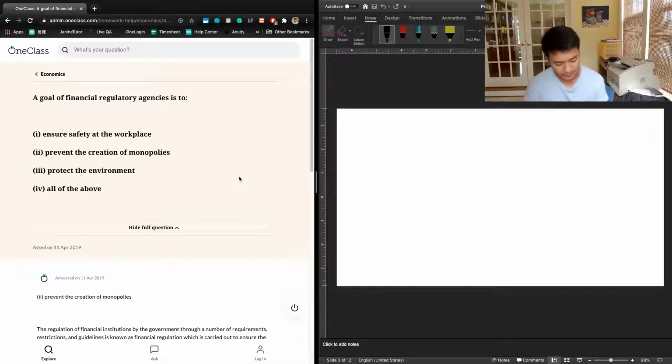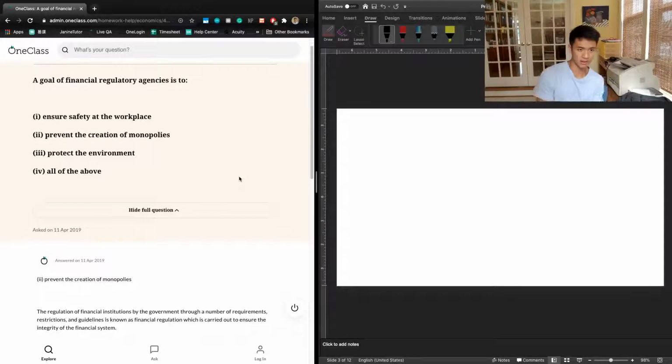And so, there are definitely regulatory agencies that are designed to ensure all of these things, right? But for specifically financial regulatory agencies, you might think of the Federal Trade Commission or the Securities and Exchange Commission. Those are going to be really focused on the creation of monopolies. And then 2 is going to be the correct answer here.